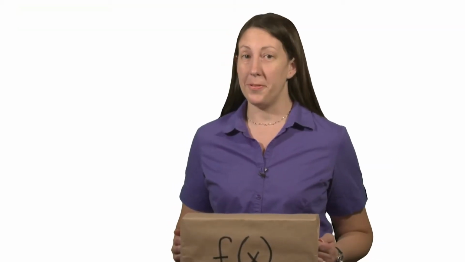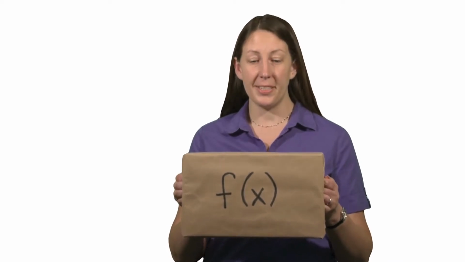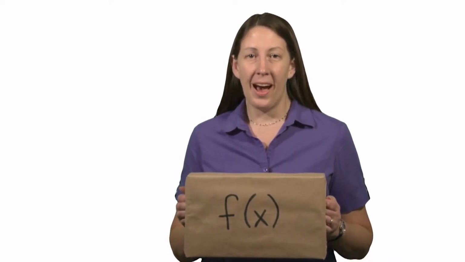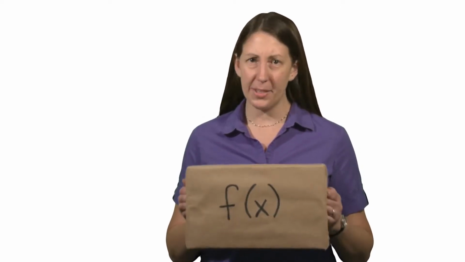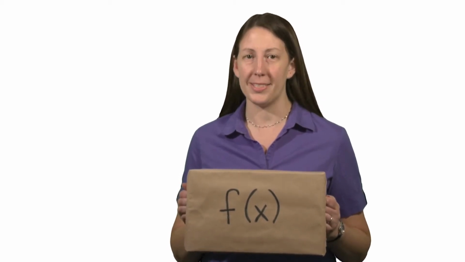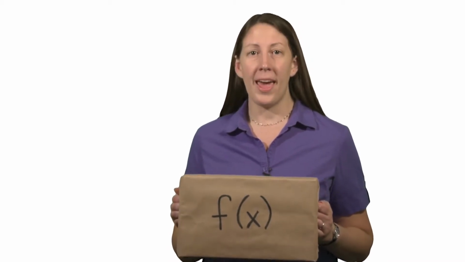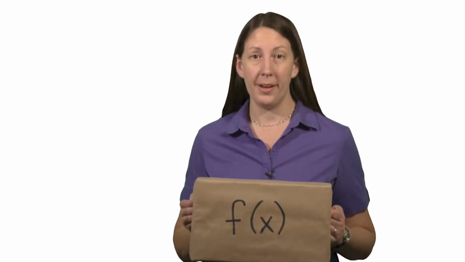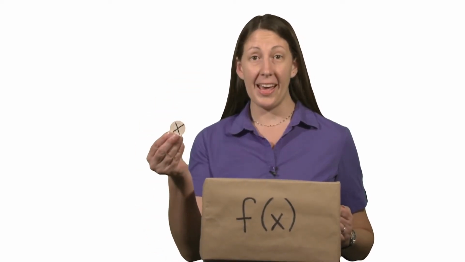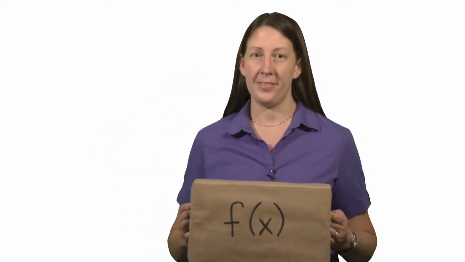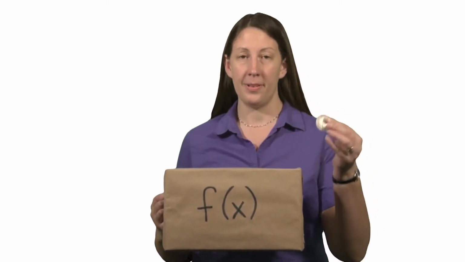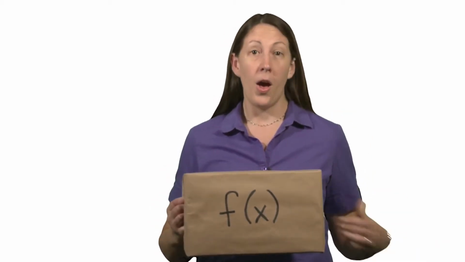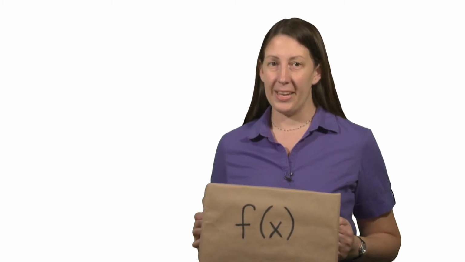Let's consider an example of a function. My function box here is denoting a function f of x. I'm going to think of a function as a magic black box, or in this case a brown box, in which you put in an input and the function gives you an output. So what I mean is we take an x, we put it into the function, and out comes a value, f of x. I'm going to have my student Victor, who's here with me today, help me out.